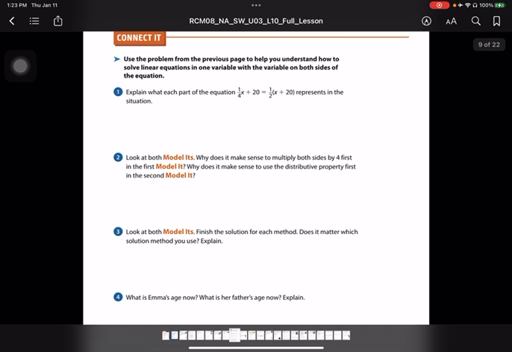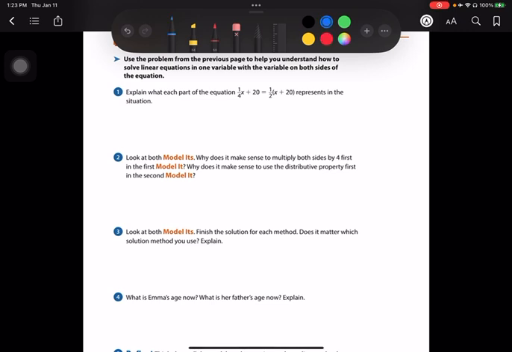So we look at this first part of the equation. We have 1/4 x. What is 1/4 x? That's the age of Emma, because remember, she's 1/4 her dad's age. We know that x, what does x represent? x represents Emma's father's age. Very good.